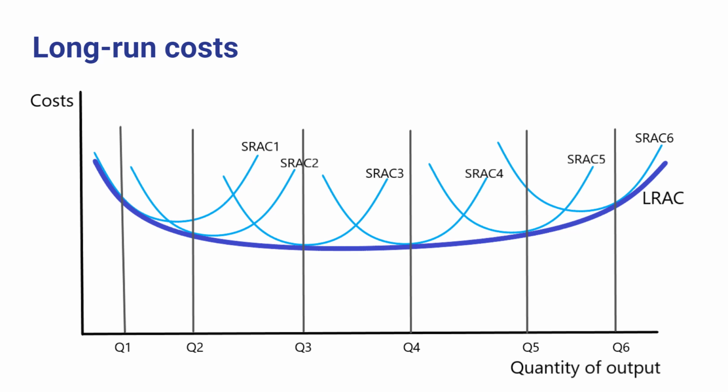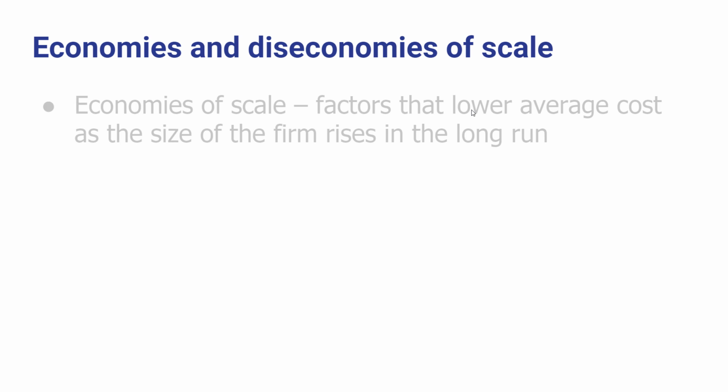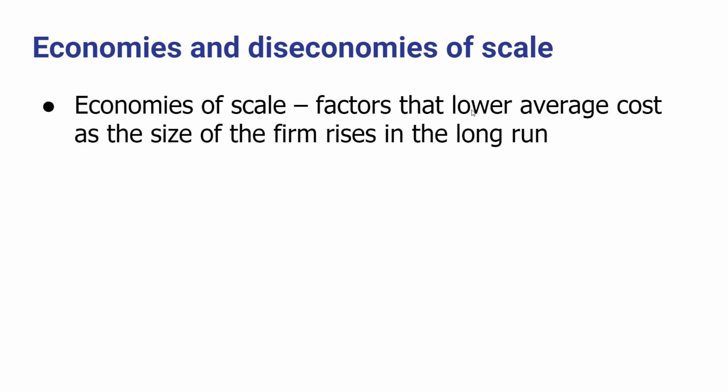And we should talk about those factors before we talk about what the shape of a long-run average cost curve would be. The factors that determine the shape of a long-run average cost curve are referred to as economies and diseconomies of scale. And what these refer to is how costs change when firms become larger or smaller, when the firm is able to choose all of its inputs, when it's able to change its level of capital as well as the variable inputs. Economies of scale are defined to be those factors that lower average costs as the size of the firm rises in the long run.